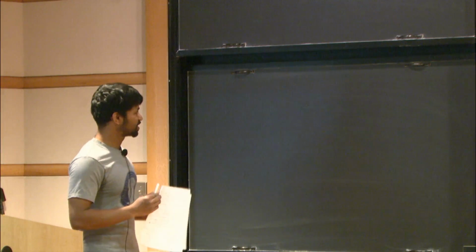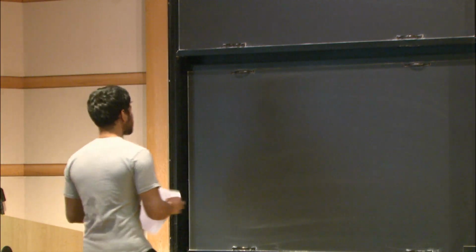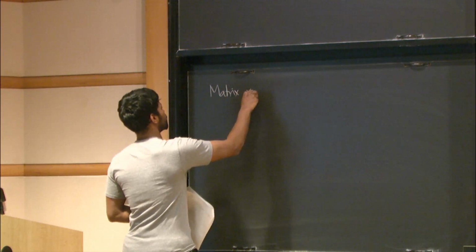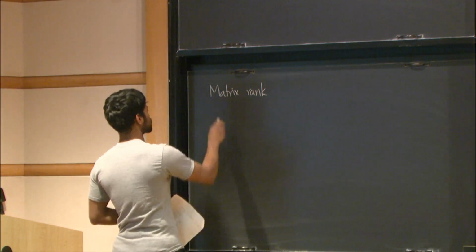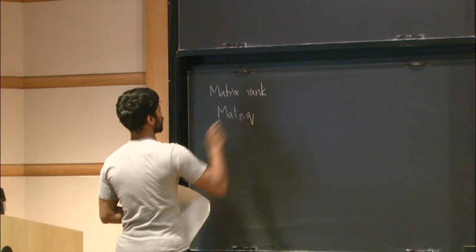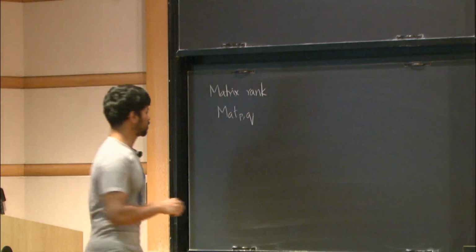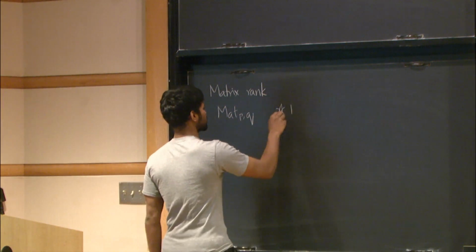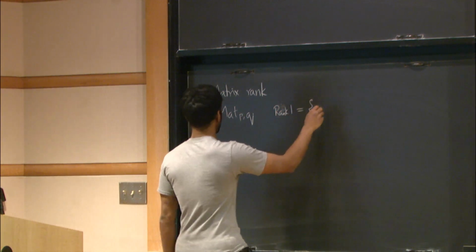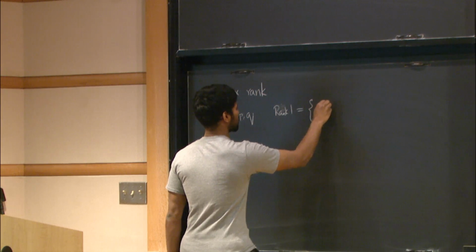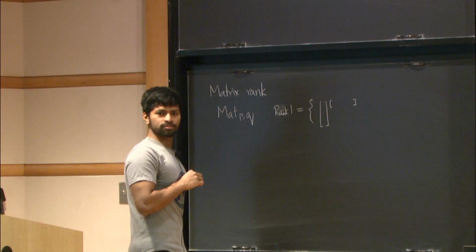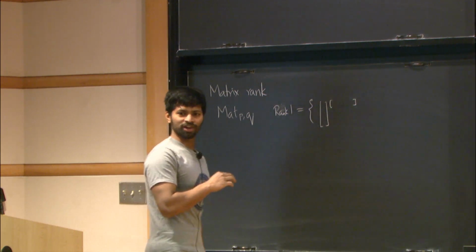So let me start with matrix rank. This should be something that's familiar to everyone. If I look at, say, P by Q matrices, what are the rank 1 matrices in here? The rank 1 matrices are precisely the ones that you get by multiplying a column vector with a row vector. Is that correct? Yeah, this is what rank 1 matrices are.